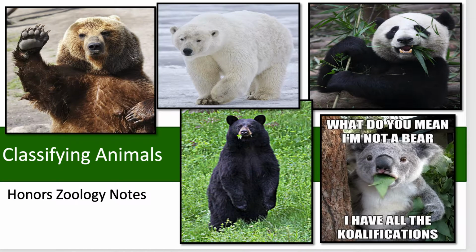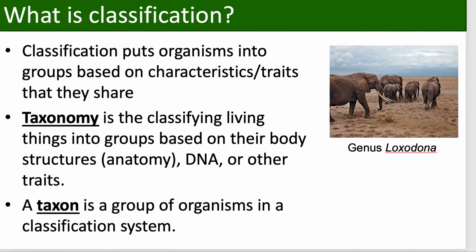We're going to go over the classifying animal notes for honors zoology. So when we talk about classification, what that is, it's putting organisms into groups based on characteristics or traits that they share. It's called taxonomy, which is the classifying of living things and putting them into groups based on their body structures or anatomy, their DNA, or other traits about them. A taxon is a group of organisms that's within that classification system. So they share like characteristics or DNA, and they're grouped together in a taxon.